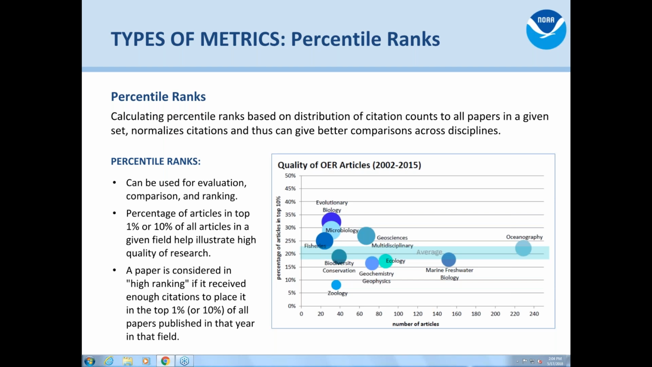Percentile ranks can show us performance and engagement. For instance, in this chart, you can see people seem very excited about what OER has been doing in evolutionary biology. There's a lot of citations happening there. Of course, there's always a but.